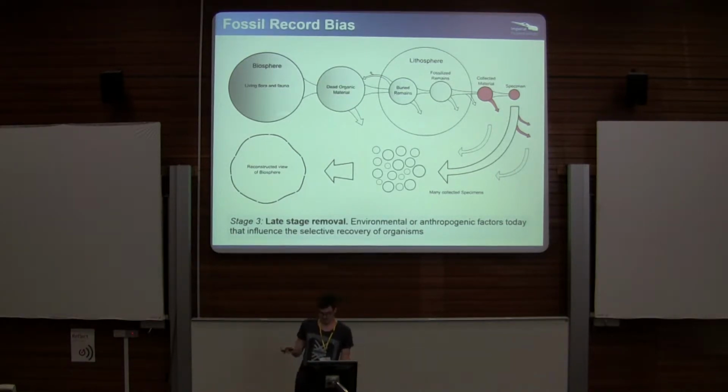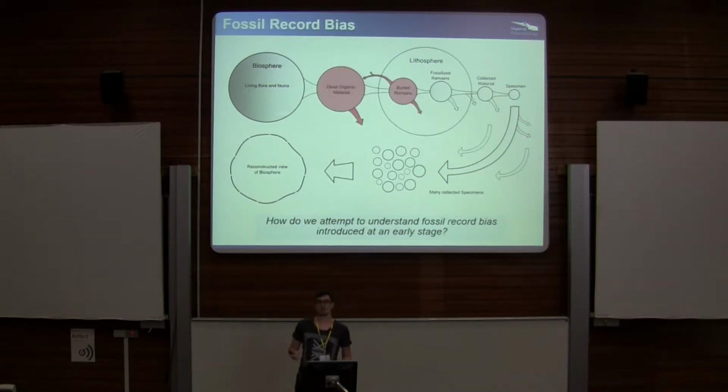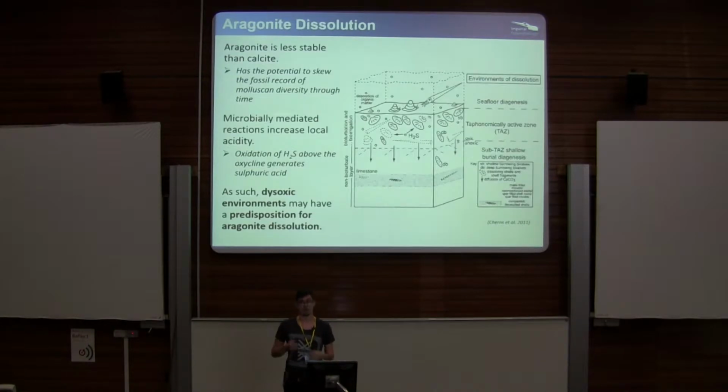Now, for the last 30 or 40 years, these biases have gathered a huge amount of attention from the paleontological community, and there's been numerous attempts to understand and mitigate their effects. But there's a slight problem in terms of early stage removal. How can we account for biases in environments that we don't have on Earth today, and how can we understand those processes that have been operating? And one such process that has come to attention recently, in the last 10 years, is that of aragonite dissolution.